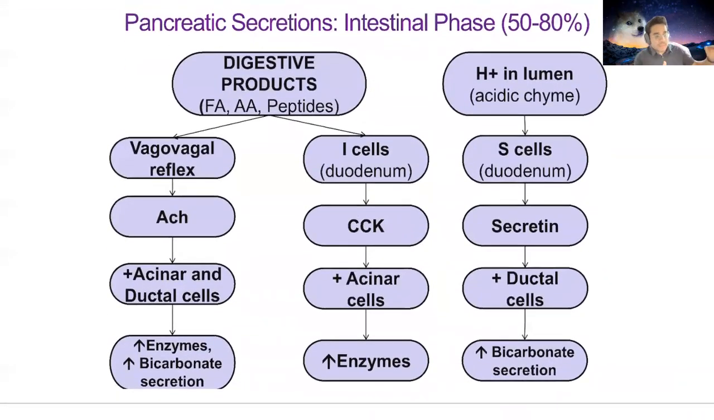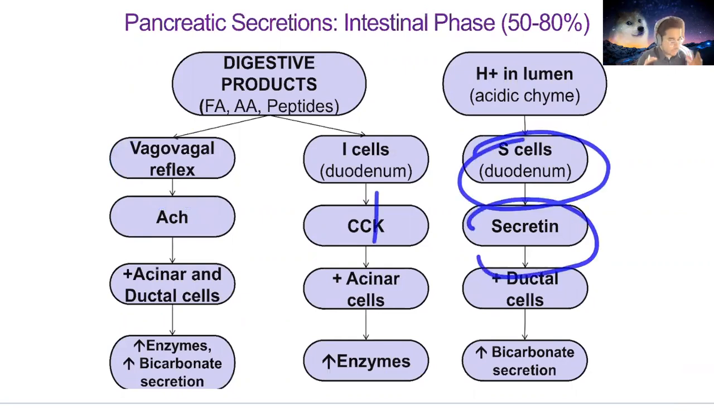This is a summary of the intestinal phases. Just know these in terms of what they release, and you should be good. Vagal reflux is acetylcholine, right? It makes sense. Parasympathetic components. I cell, duodenal, CCK, S cells, secretion. You should be good.